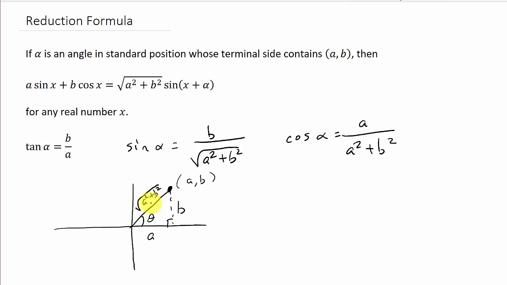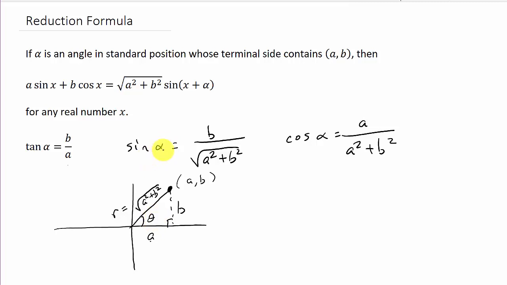If we call the square root of a squared plus b squared r, you probably recognize this. That's the hypotenuse of this right triangle. Here's your angle. This is the side opposite, and this is the side adjacent. So tangent alpha is opposite over adjacent, b over a. I know I'm using theta here, but it's the same thing. Theta, alpha, doesn't matter which angle you use.